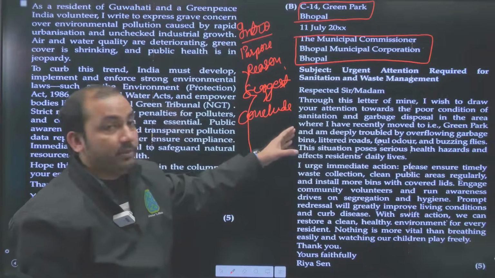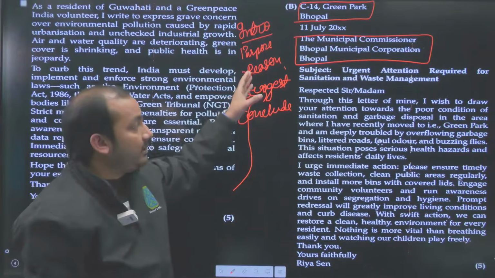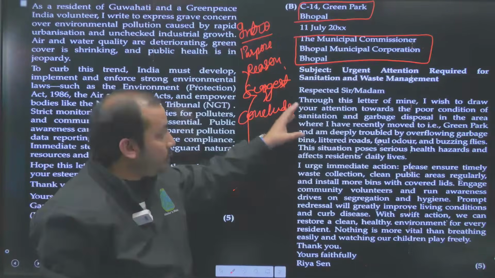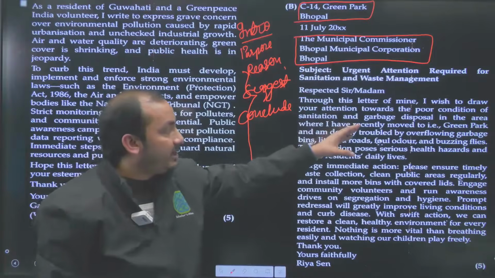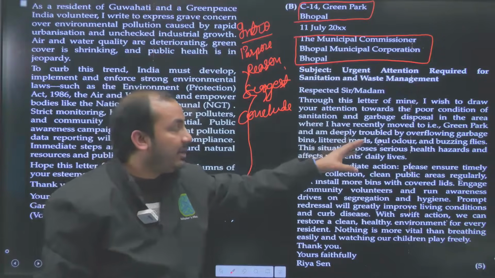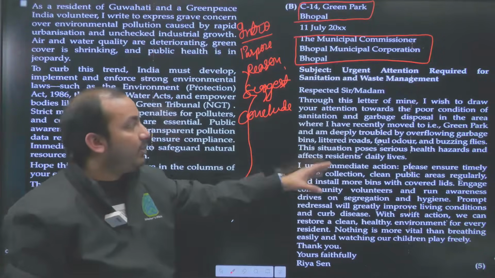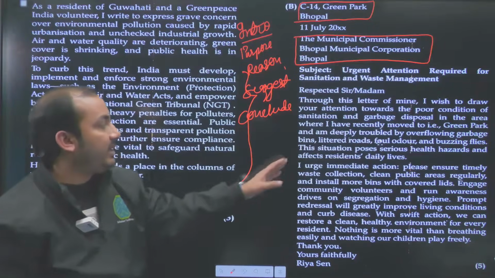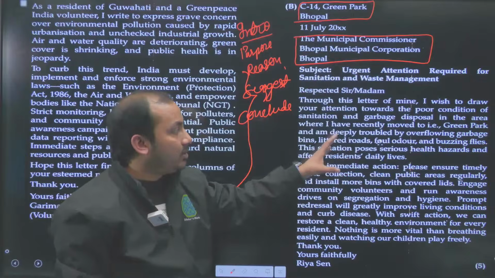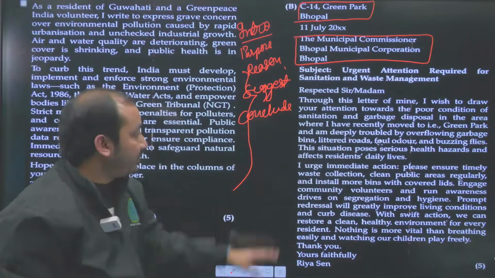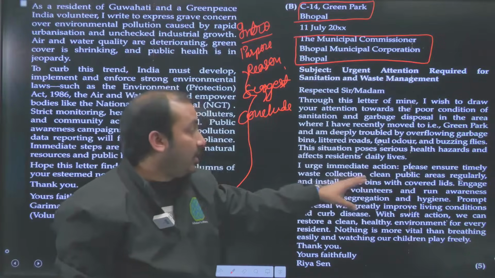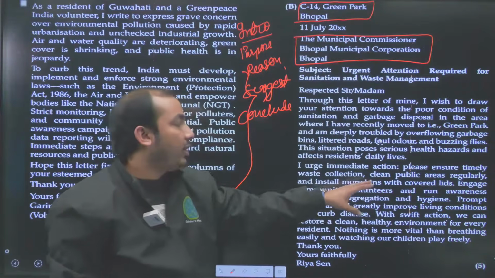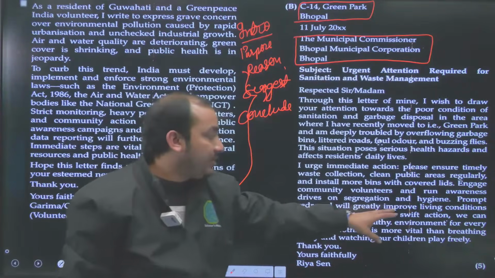First of all, you have to write the intro part. Here it is not mentioned, but you have to do it by yourself. Through this letter of mine, I wish to draw your attention towards the poor condition of sanitation and garbage disposal in the area where I recently moved to, that is Green Park, and I'm deeply troubled by overflowing garbage bins, littered roads, foul odor. All those words you can use, whatever. I urge immediate action now. Please ensure timely waste collection, clean public areas regularly, install more bins, and curb disease with swift action.